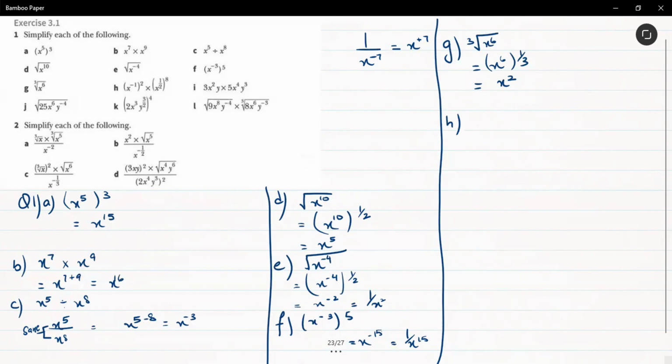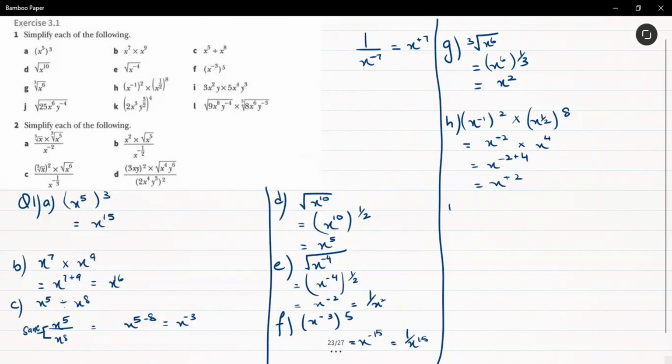For part H, we have x to the power negative 1 squared multiplied by x to the power 1 over 2 raised to the power 8. So it's getting a bit lengthy now, but again, it's still easy. x to the power negative 2 multiplied by x to the power 8 divided by 2, which is 4. So we are going to get x to the power negative 2 plus 4, and that's going to give us x to the power positive 2.